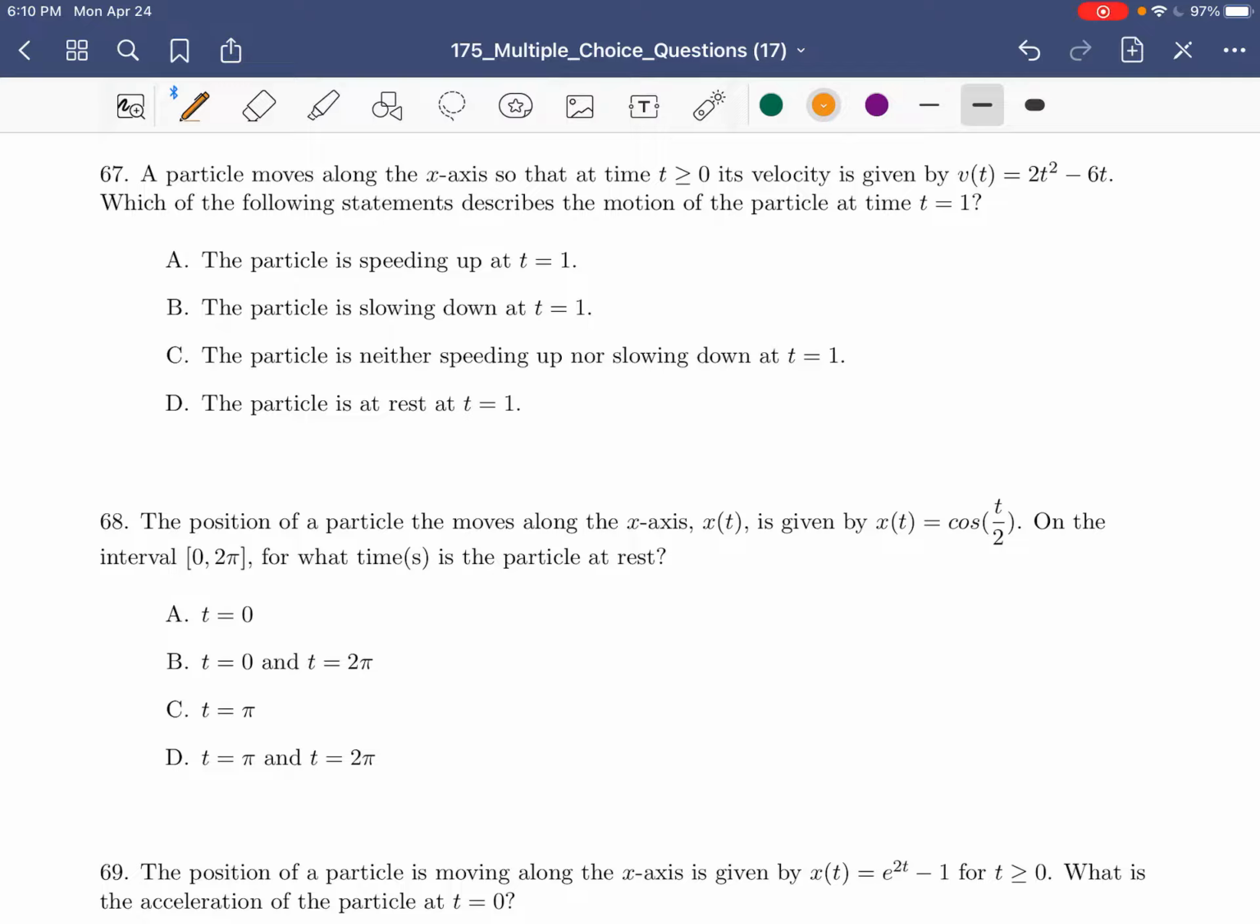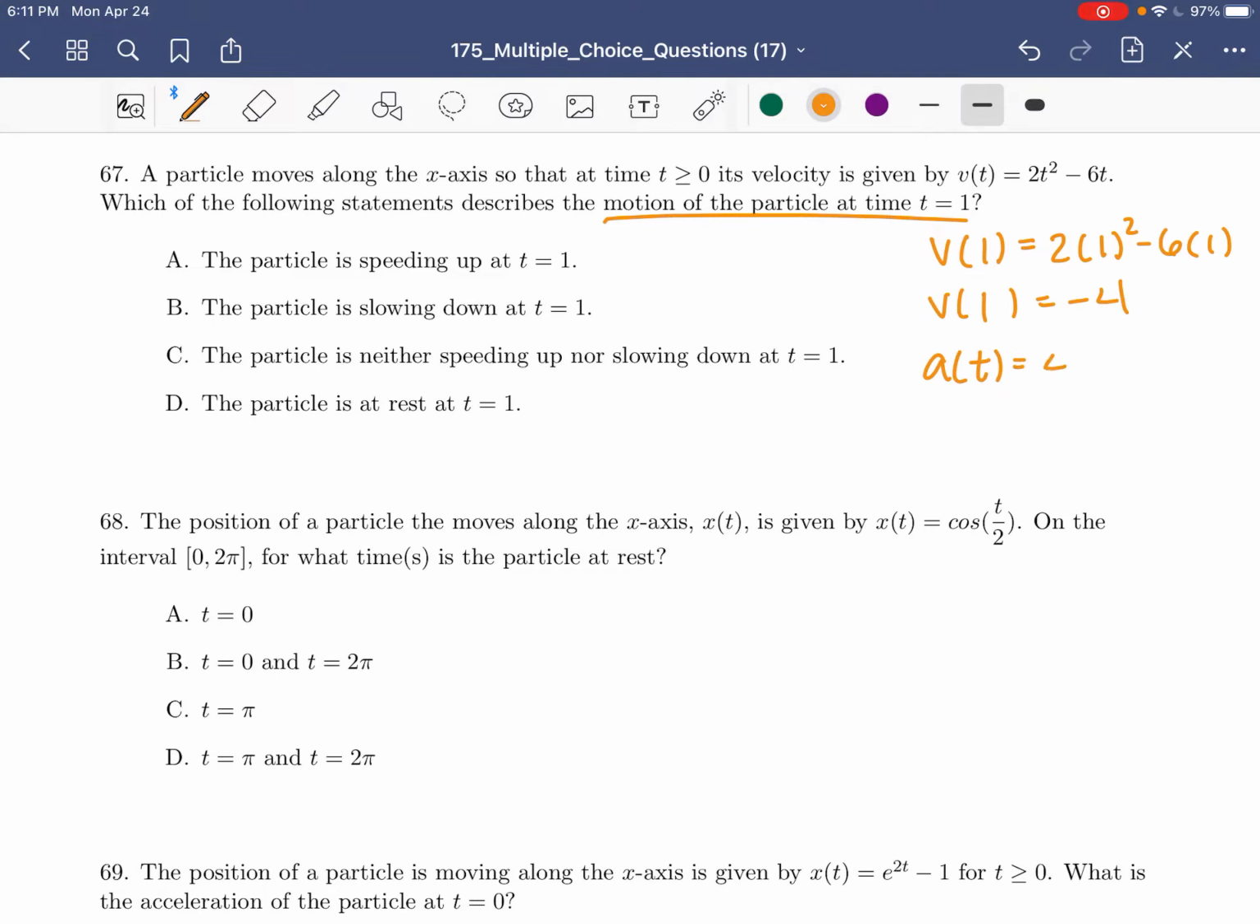All right, 67, particle moves along the x-axis and its velocity is given by 2t squared minus 6t. What describes the motion of the particle at t equals 1? So motion of the particle, meaning speeding up, slowing down is what all these are asking for. So we know we need to find the velocity of the particle at 1, which is 2 times 1 squared minus 6 times 1, is going to equal 2 minus 6, which is -4.